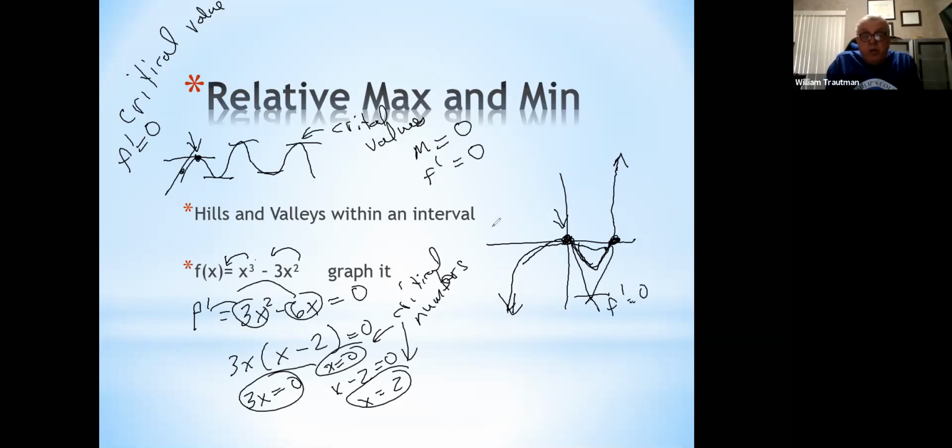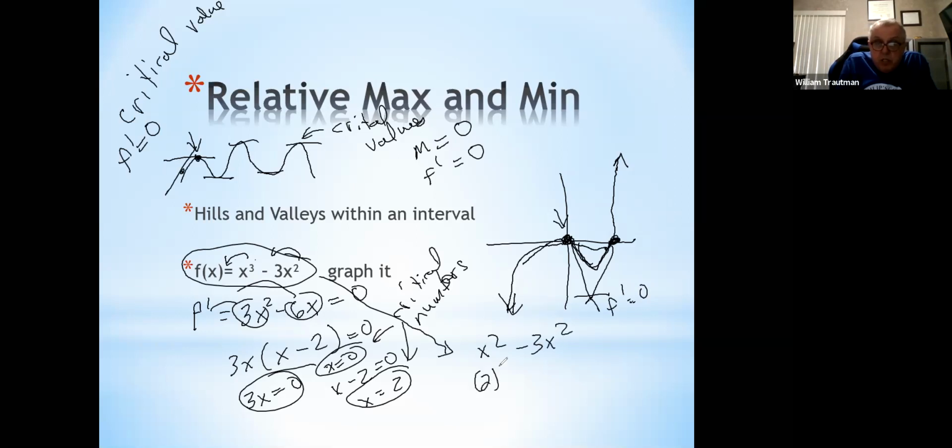at x equals 2. Well, we can find how far down it goes by plugging 2 back into the original equation. If I plug 2 back into the original equation, I get 4 minus 12, which equals negative 8. So do you see this goes all the way down to negative 8? And that is a relative minimum, right? Do you see it's going down here? So that's a relative minimum there.